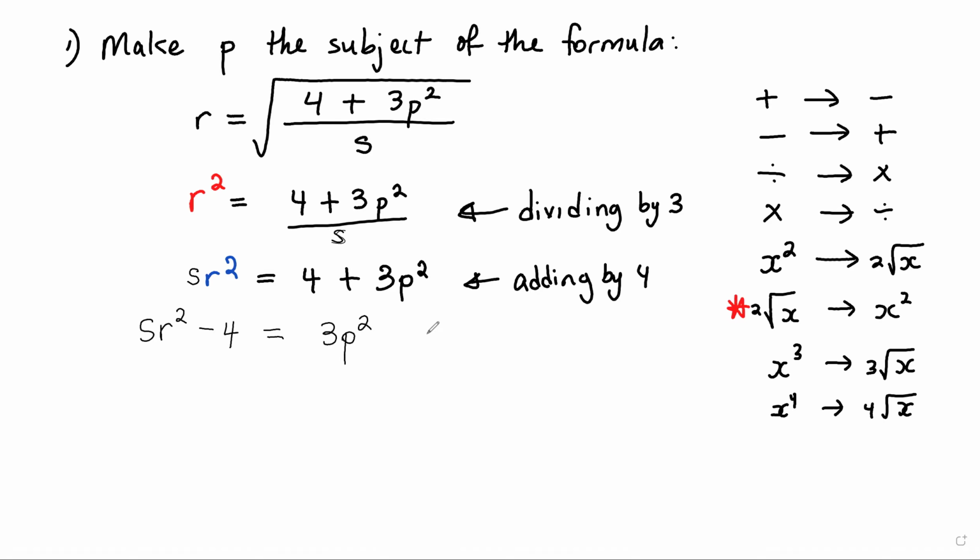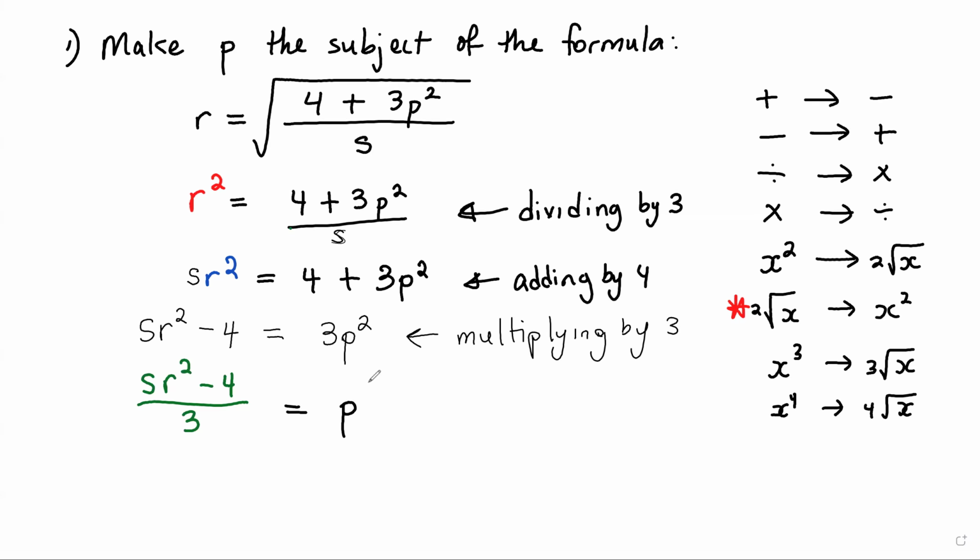Guys, 3P squared literally means P squared multiplied by 3. So I'm multiplying by 3 here. To get rid of it, what would I have to do? Move 3 from this side to the other side. What's the opposite of multiplication? Division. The opposite of multiplication is division. So I'll have to divide by 3. So it'll be SR squared minus 4 all divided by 3, and that is equal to P squared.